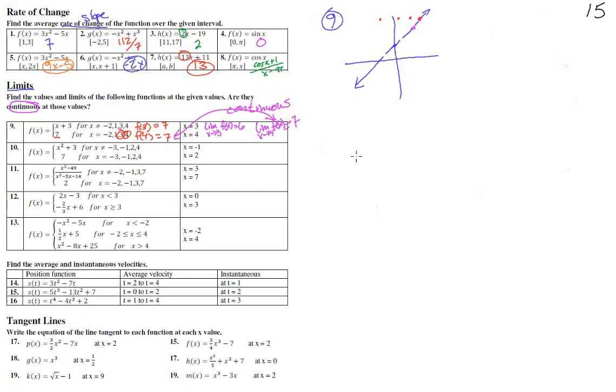Let's see if we can do the same thing with number 10. Number 10, it says x squared plus 3 for everything but these 4 values. So we're going to graph a normal x squared plus 3. So we're going to be 1, 2, 3 up. And it's a parabola that shoots off like this.